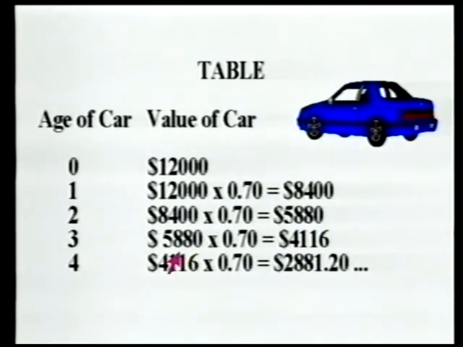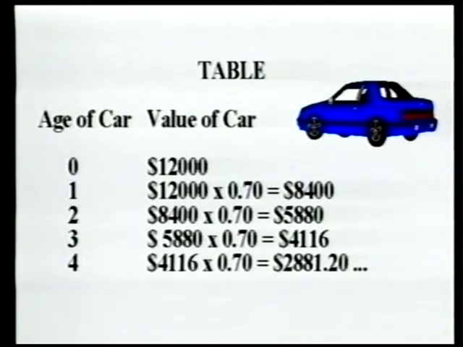The third year, we've got the previous balance of $5,880 being multiplied by the worth of the car after its depreciation, 70%, resulting in $4,116. The fourth year, the same thing, the previous balance, $4,116, being multiplied by the after depreciation worth of the car, causing that car to further depreciate to $2,881.20.